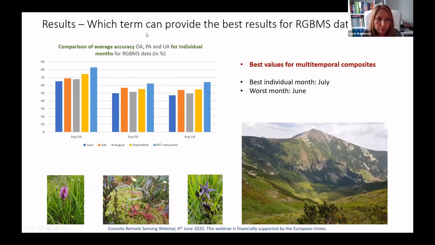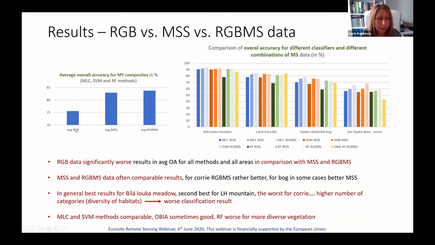What is the other question, which term can provide the best results? We are working now with this RGB MS data, and you can see that June is very bad. July is rather good, but what is the most important, that the multi-temporal composite I was talking about gives us really significantly better results. So when we have data from several months of the season, we can join them and we can get much better results, for overall accuracy and also for individual categories. And there is a comparison of the RGB camera and the MSS camera, and together RGB with MSS. You can see that RGB data are significantly worse in overall accuracy, and MSS and RGB MSS are comparable.